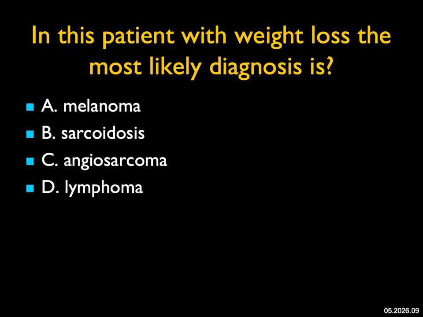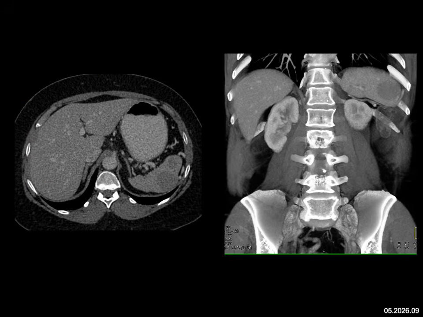In this patient with weight loss, the most likely diagnosis, the key findings are multiple solid lesions in the spleen. The spleen is not enlarged. The kidneys look okay. The adrenals look okay. The liver looks okay. It could be melanoma. It could be sarcoid. Sarcoid gives a little bit lower density lesions. They can be small or large.